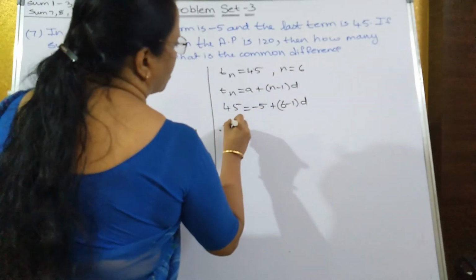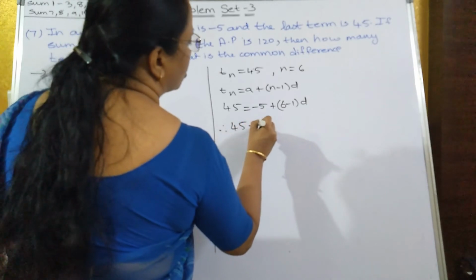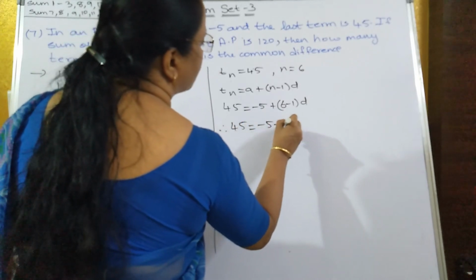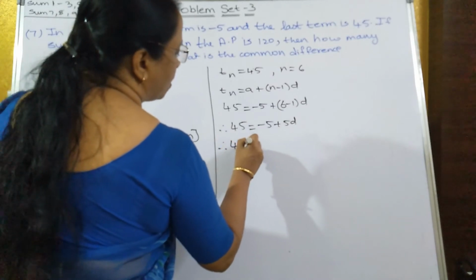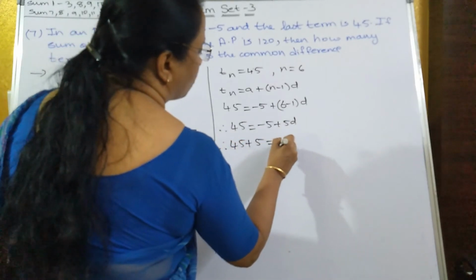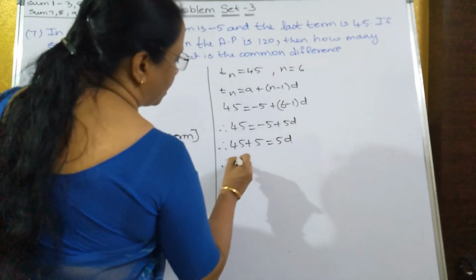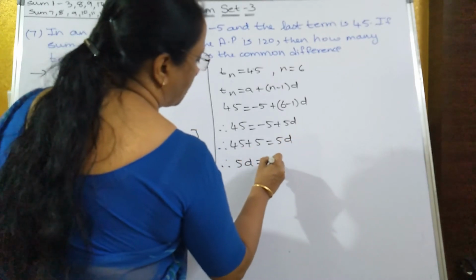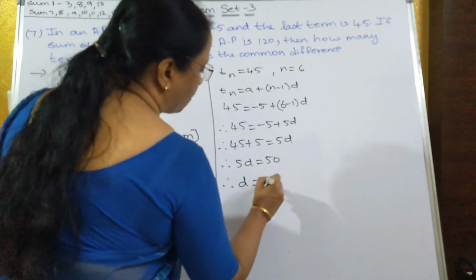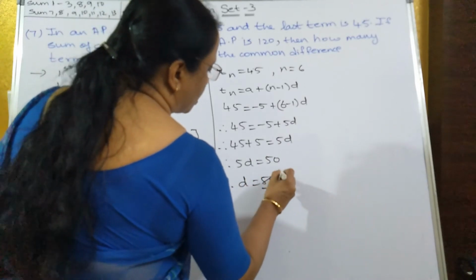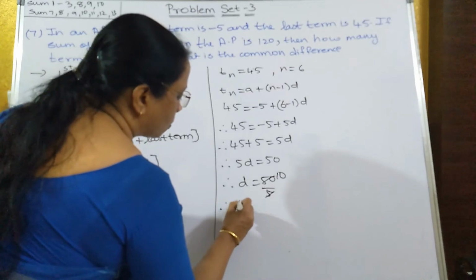Therefore 45 is equal to minus 5 plus 5d. Take this minus 5 on this side, you will get 45 plus 5 is equal to 5d. Therefore 5d is equal to 50. Therefore d is equal to 50 upon 5. So that's equal to 10. So therefore d is equal to 10.